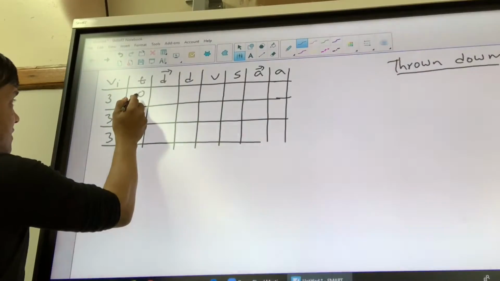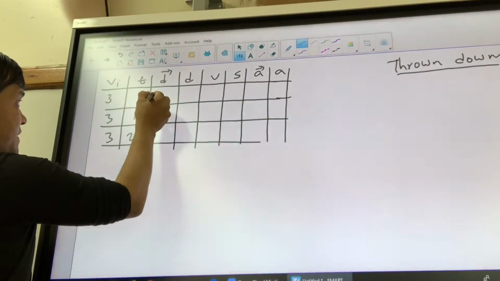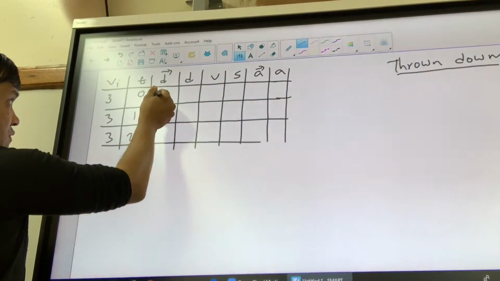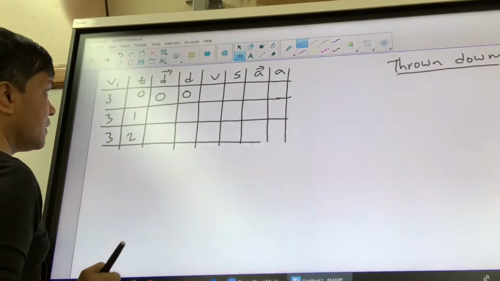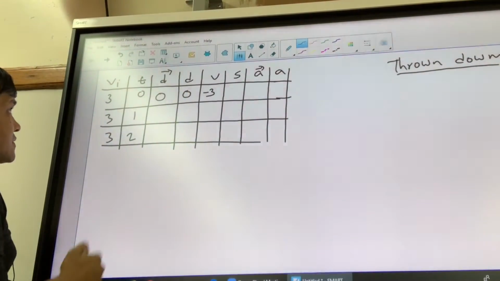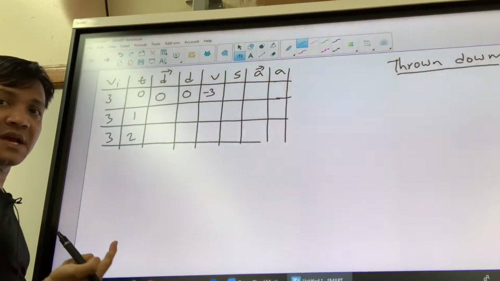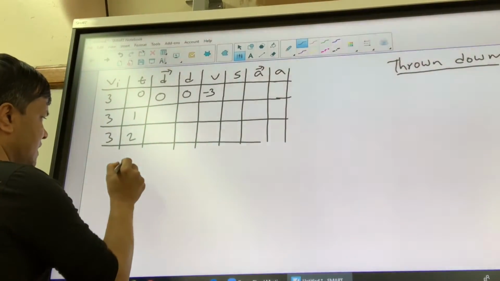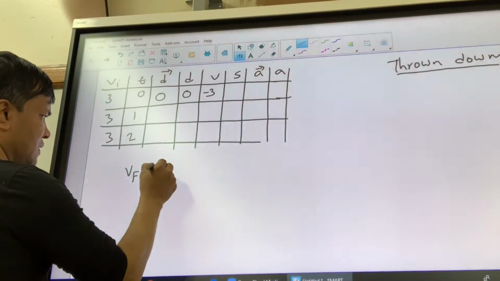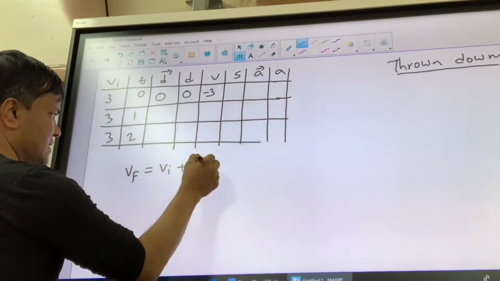Okay, 0 second. At 0 second, the displacement is, of course, 0. So the absolute value of 0 is 0. Velocity is -3. At 0 second, the velocity is -3. How did I get that? Velocity, remember, you have to use this formula. Vf is equal to Vi plus At.